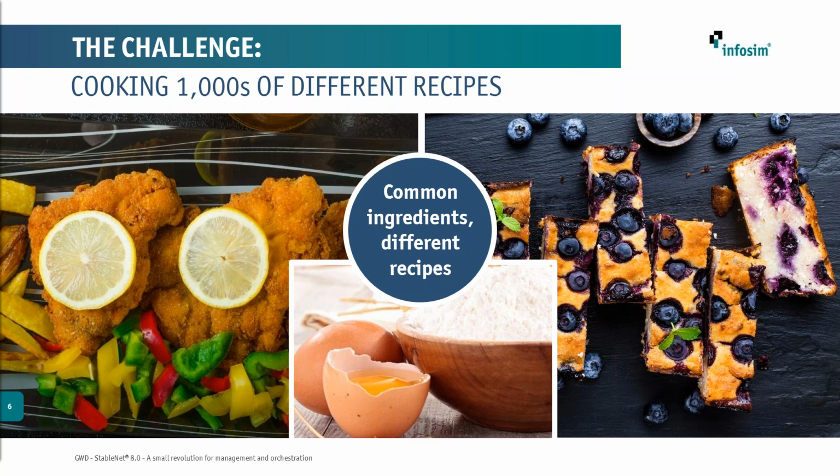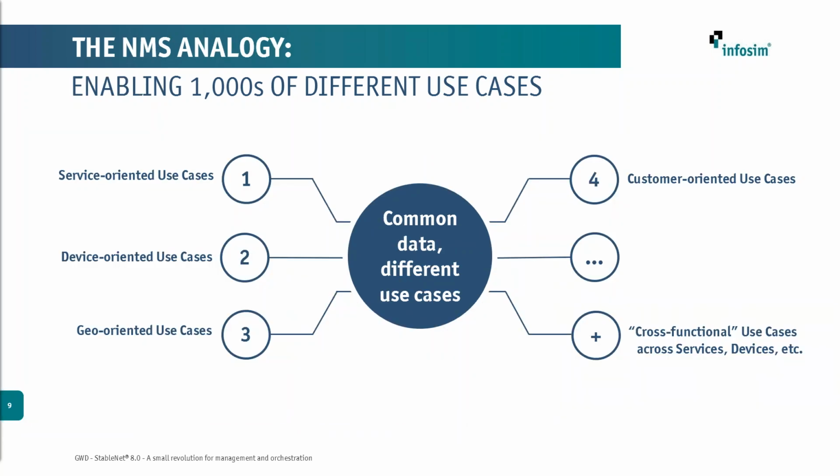And it's not just the ingredients that are common, but you are using the same kitchen. You might be using the same sort of tools in a different way for the different recipes. And for all that, you don't have 5 different kitchens and I don't know how many different tools and ingredients, but you are using one sort of ingredients to cook different recipes. So now let me put this analogy to the NMS space, to network management systems.